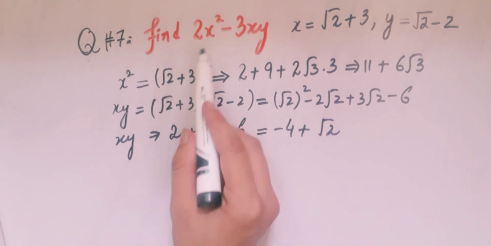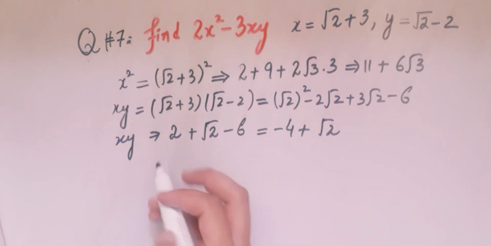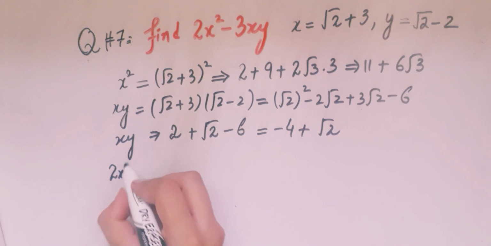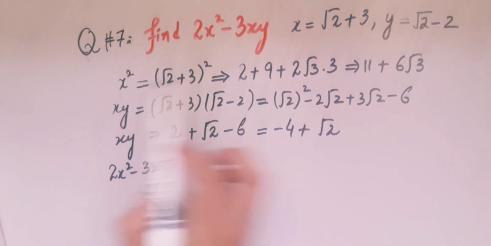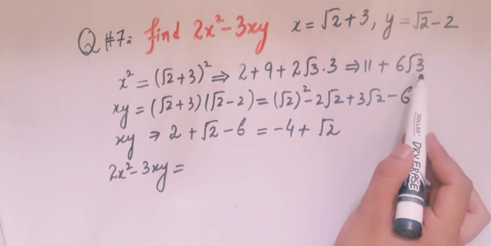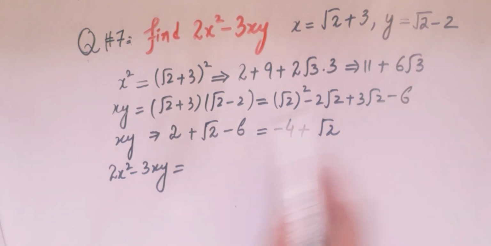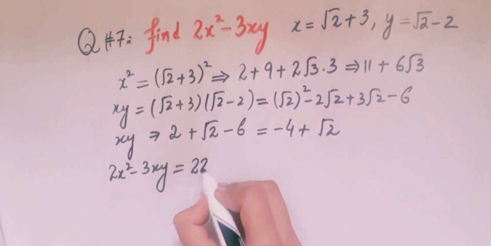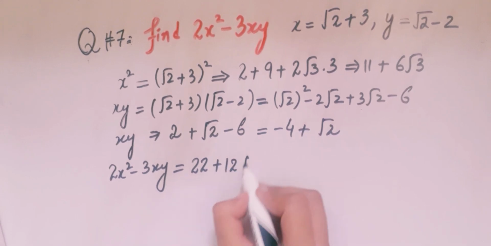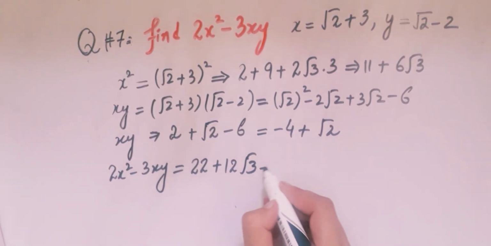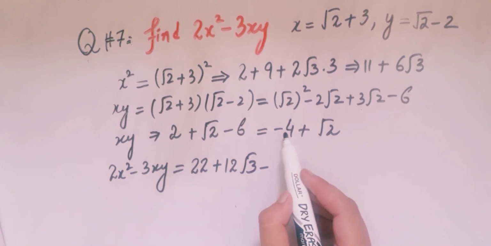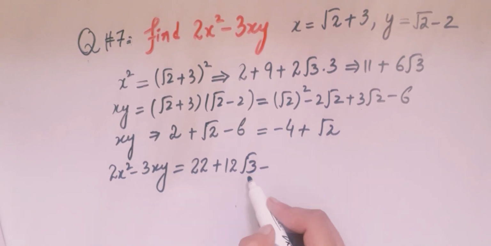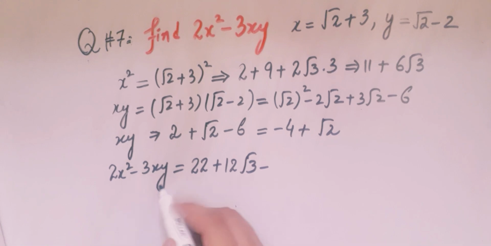Now we will have to find 2x square minus 3xy. So 2x square minus 3xy. x square is equal to 11 plus 6 square root 3. We will multiply this by 2. 22 plus 12 square root 3 minus 3xy. Value of xy is minus 4 plus square root 2. We will multiply this by 3 and subtract.